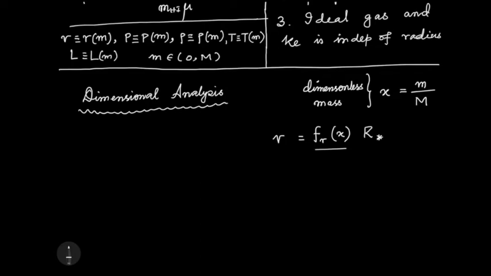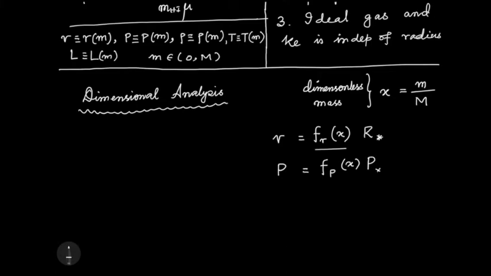R star is the radius of the star. R is any radius in the star. In a similar way, I can define P equals F_p times P star, and all of these quantities depend on m, which means it all depends on x, because the only dependence of x on the radius comes from the dependence of m on the radius.